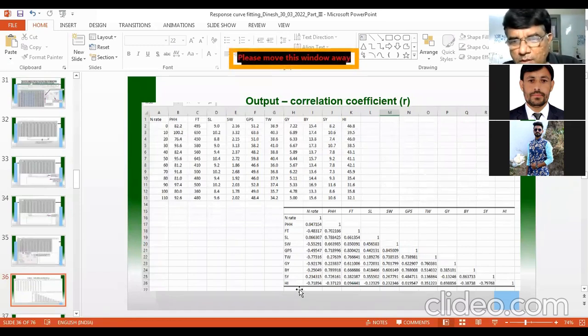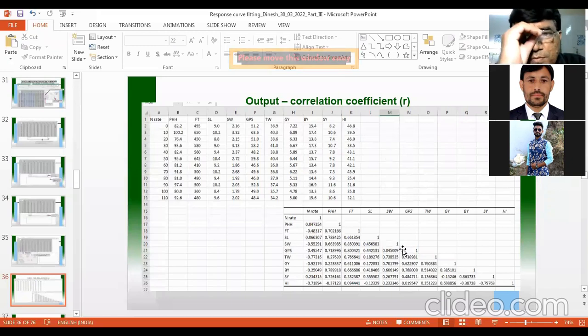Now you need to see the significance of these correlation coefficients. I told you 2 methods. One is t-test, other is R-table. Tables are available by R.A. Fisher. So it is your choice.